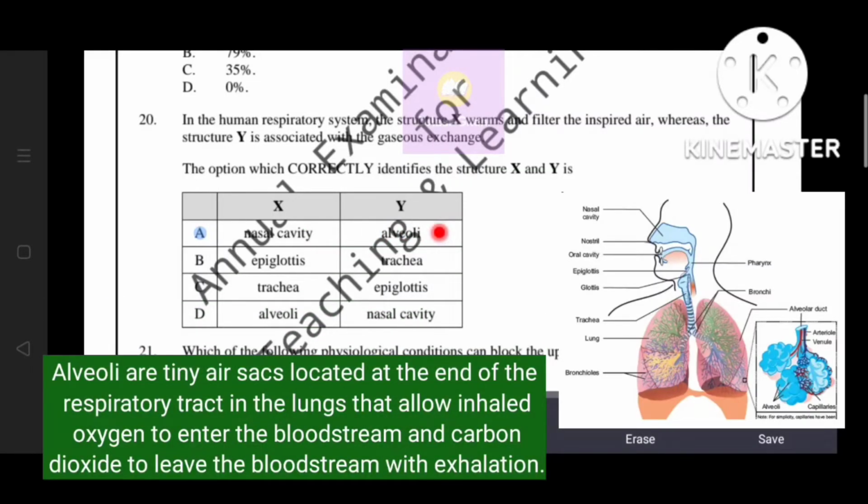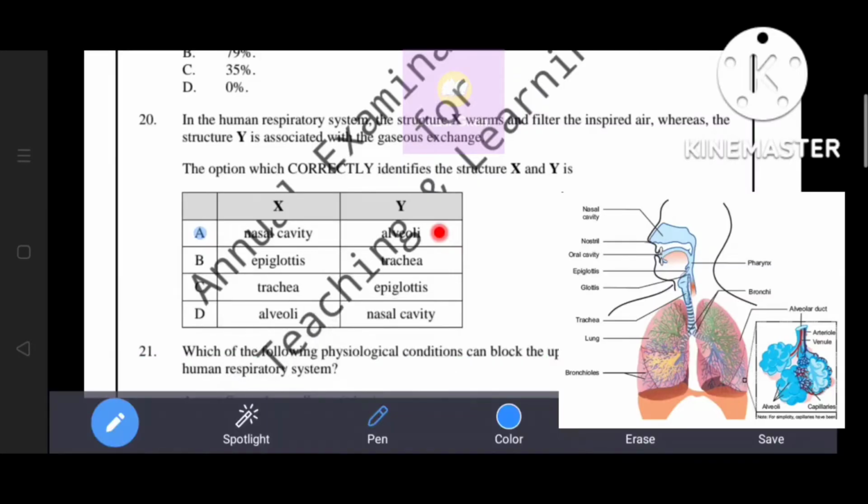Structure Y is alveoli. As you know, alveoli are tiny sacs located at the end of the respiratory tract in the lungs that allow inhaled oxygen to enter the bloodstream and carbon dioxide to leave the bloodstream with exhalation. That's why option A is the correct answer. Structure X is nasal cavity and structure Y is alveoli. Means option A is the correct answer.